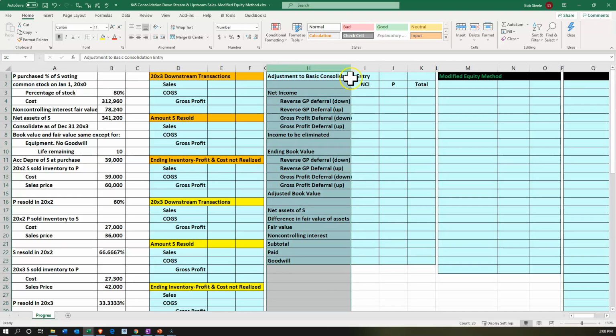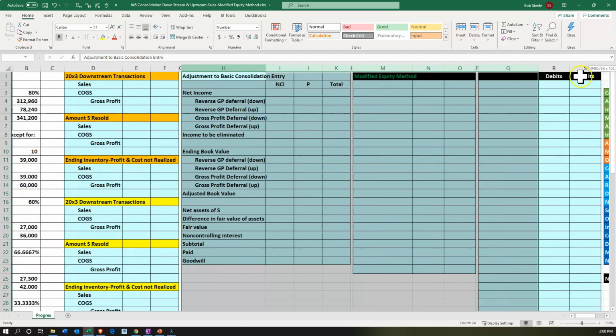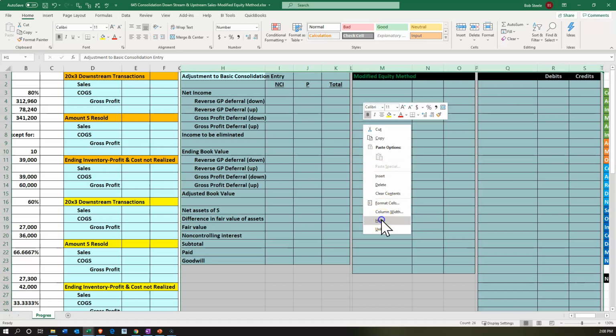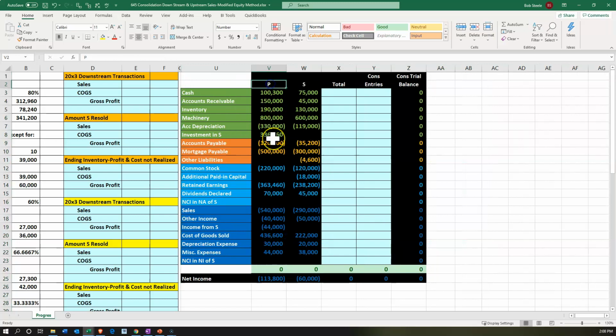So I'm going to go from H, and I'm going to highlight all the way over to T. H to T, I'm going to hide those cells. H to T, right-click on the selected area and hide them. So then we have our information to the right, which is going to be P and S's financial statements. Same process there. This is for as of 2000X3, the year we will be consolidating.